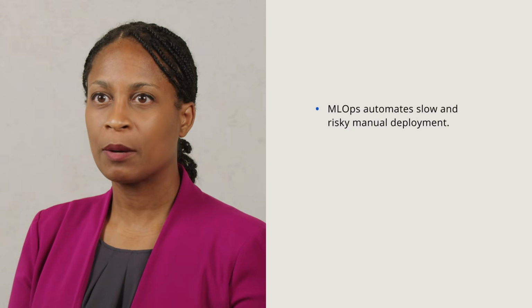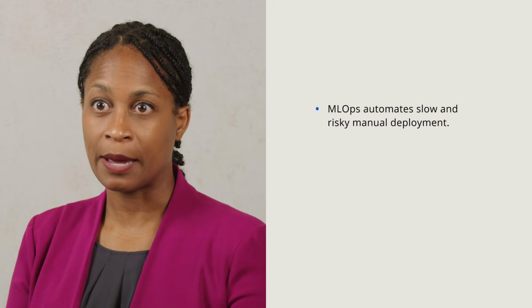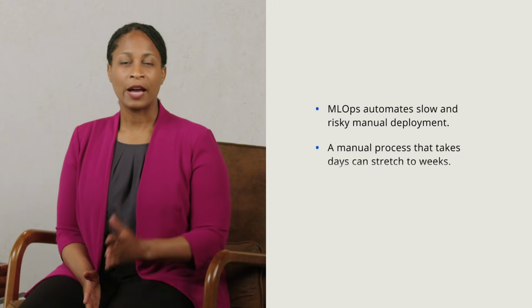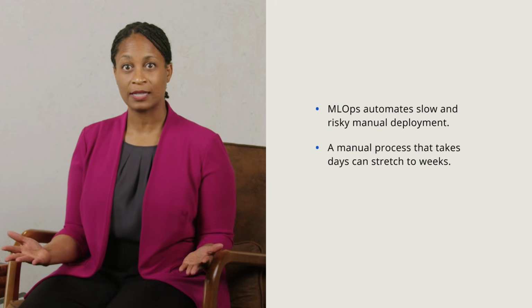The second pillar is automation. Manually deploying a model is slow and risky. It can involve dozens of steps, and a single mistake can cause major issues. This is why a manual deployment process that should take a day can stretch into weeks.